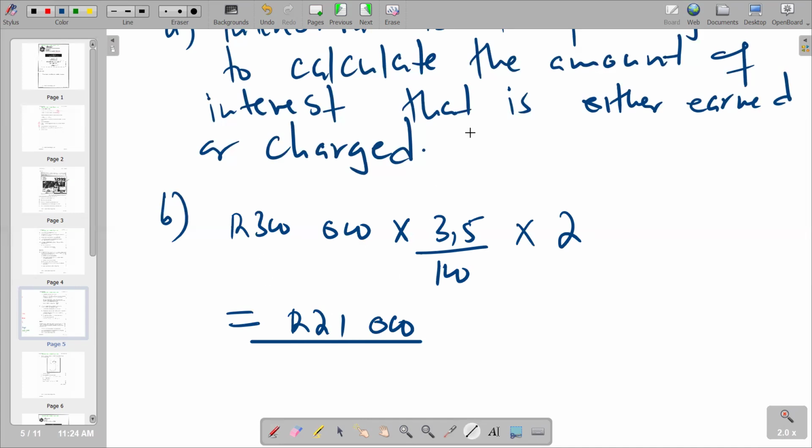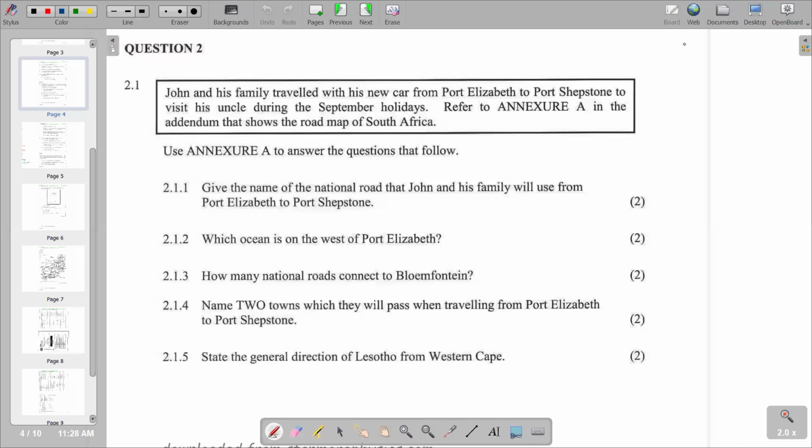So this is the last question that we have on question 1. So of course we need to move on to our question 2. Our question 2 reads, John and his family traveled with his new car from Port Elizabeth to Port Shepstone to visit his uncle during the September holidays. Refer to Annexure A in the addendum that shows the road map of South Africa. Use Annexure A to answer the questions that follow. 2.1.1, give the name of the national road that John and his family will use from Port Elizabeth to Port Shepstone. Of course, the question has 2 marks.